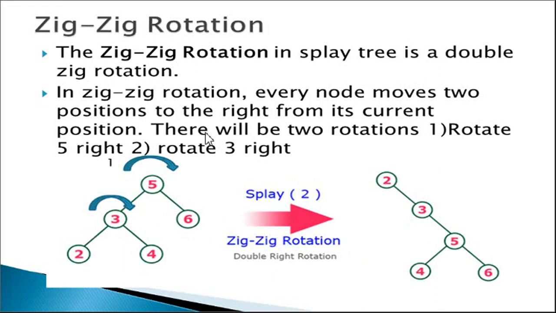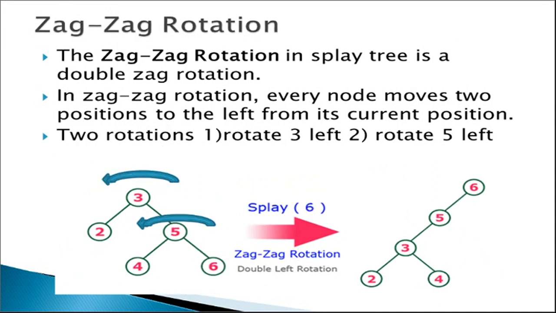So after zig-zig rotation we have another rotation, that is zag-zag rotation. In zag-zag rotation the element which we want to search has a grandparent, but it is on the right side. So similar to the AVL tree RR case, we have to rotate first 3 to the left and then afterwards we have to rotate 5 to the left. So after rotation we will get this 6 at the root position. So this is called zag-zag rotation.